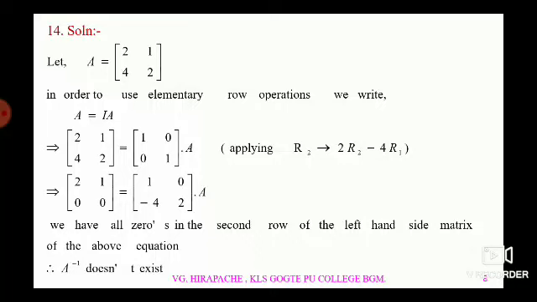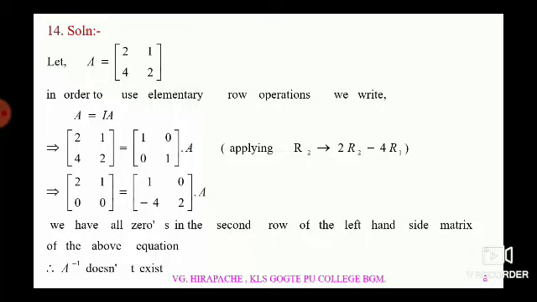Now let me change the second row. The second row is replaced by 2 times R2 minus 4 times R1. 2 times 4 is 8, minus 4 times 2 is 8. 8 minus 8, the second row first element is 0. The same operation we apply to the rest of the row. Therefore it is 2 times 2 minus 4 times 1. Therefore 2 2s are 4, minus 4, that gives a 0.